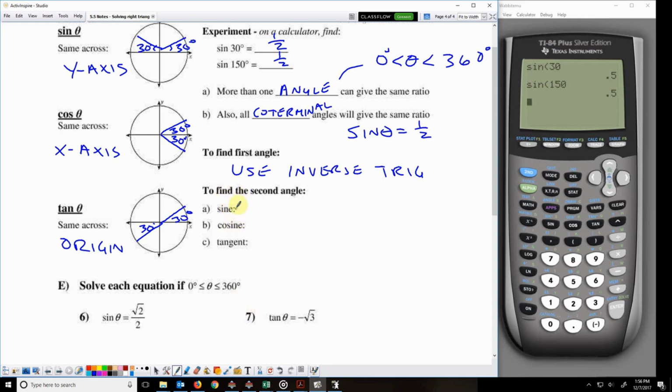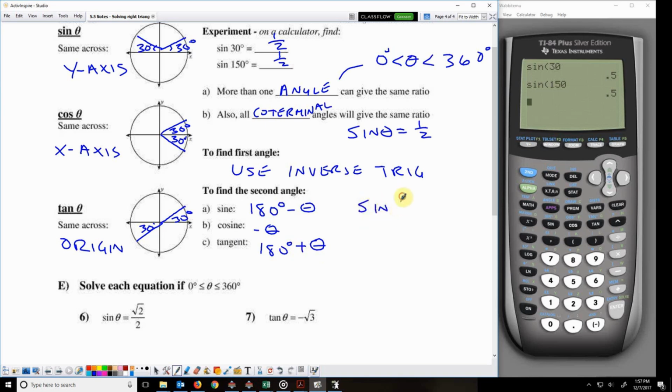So there's a way to find the second angle, and it's different for sine, cosine, and tangent. For sine, once you've found that first angle, 180 degrees minus that first angle will give you the second angle. For cosine, the opposite of the first angle will give you the second angle. And for tangent, 180 plus the first angle will give you the second angle. So for sine, cosine, and tangent, we need to remember subtract, opposite, and add.